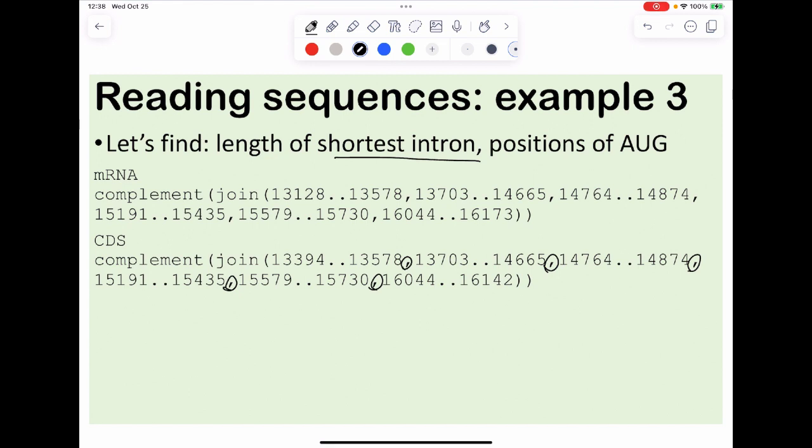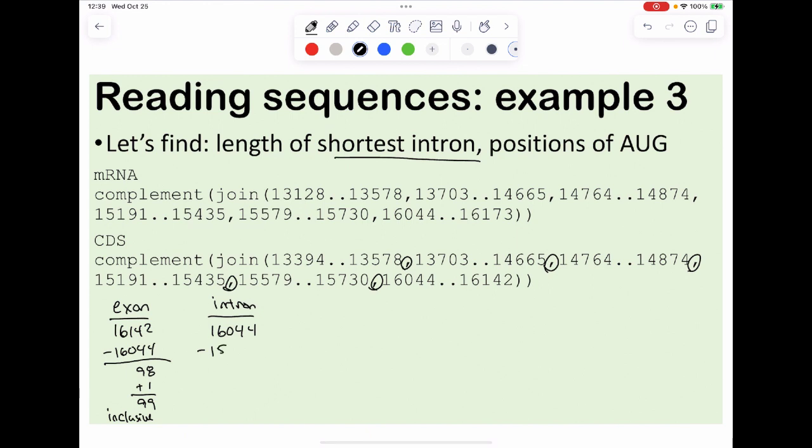So for the exons, what I did was I just took the numbers and subtracted them. So 16142 minus 16044 got me 98, so I needed to add one to get 99. That's because these are inclusive. If I do this for the introns, my introns would be 16044 minus 15730. When I do that subtraction, I'm going to get 124 nucleotides.